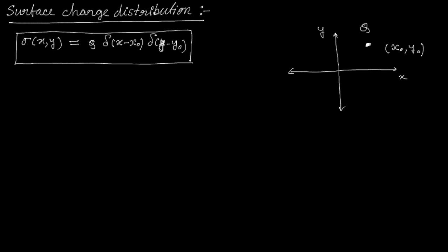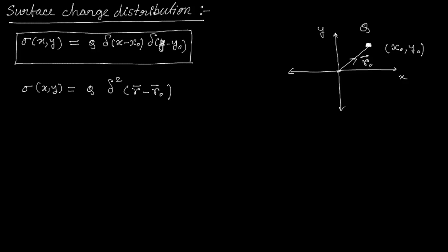Either you can represent it in this way, or if we join this point with the origin, we get a vector. Let's call this vector r naught. Then we can write sigma of x, y equals q, and for two dimensions we write a 2 here, delta 2 of r minus r naught. In this case, we get a Dirac delta peak at r equals r naught, because the charge is only at this position.